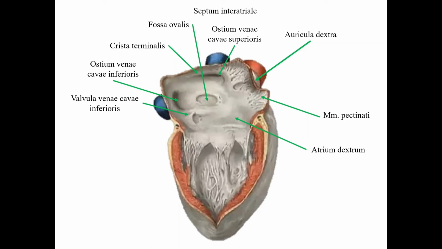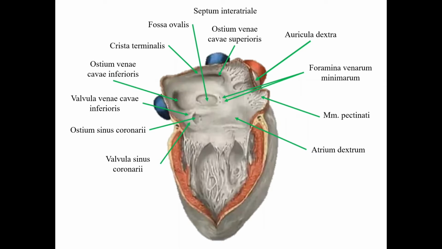The atrium communicates with the ventricle through the right atrioventricular opening, ostium atrioventriculare dextrum. Between the latter and the opening of the inferior vena cava is the opening of the coronary sinus, ostium sinus coronarii. In its mouth, a thin crescent fold is visible, the valve of the coronary sinus, valvula sinus coronarii. Near the opening of the coronary sinus, there are punctate openings of the smallest veins of the heart, foramina venarum minimarum, flowing into the right atrium.